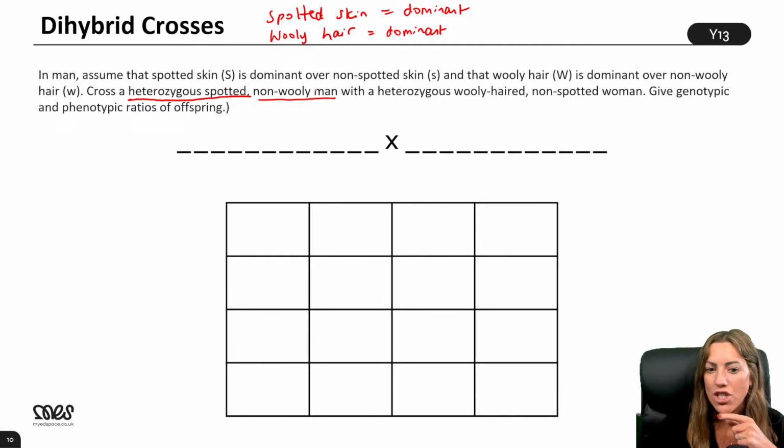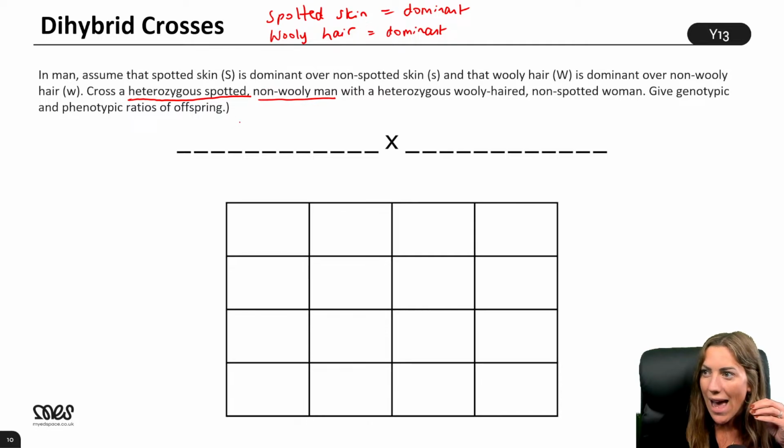Can you put that genotype into the chat, please? Because this is harder because you have to figure out the genotype. Heterozygous spotted, and we're using S, so we're going to have to be super careful how we write it. Heterozygous spotted non-woolly man. Oh, we're using W. This is awful. I'm going to have to be really careful how I write this.